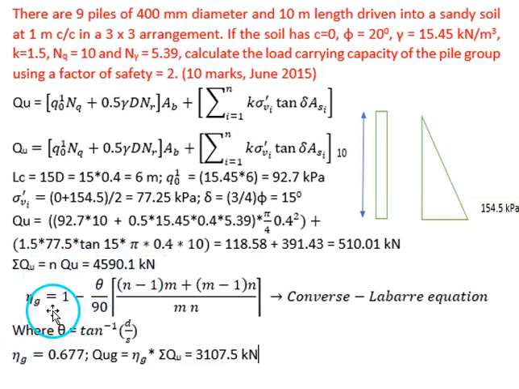After that, we have to estimate the efficiency of pile group based on the Converse-Labarre equation, where theta equal to tan inverse d by s. Here diameter is given as 400 mm and spacing is given as 1 meter. So by taking these two values, we can estimate the value of theta and then efficiency of pile group. Here number of rows and number of columns are same, which is 3. Then after calculating the efficiency of the pile group, we can estimate the capacity of pile group, which is equal to efficiency of pile group multiplied by sum of capacities of all the piles.